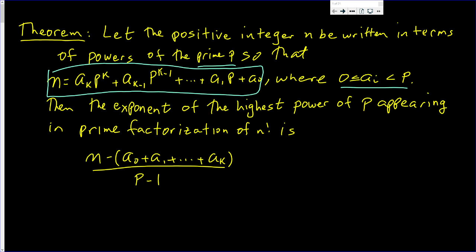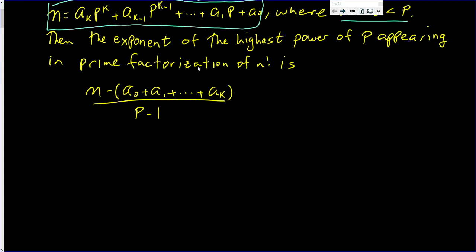So basically, if you have p to this power, it will divide n factorial. But if you add one more to the power, it won't divide n factorial. What's in yellow for that power, that's the largest such value. P to that value will divide n factorial, but nothing larger.